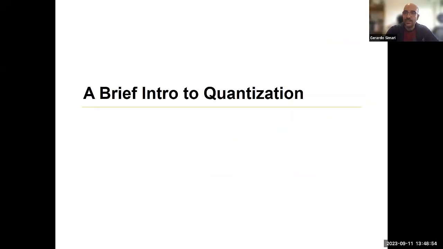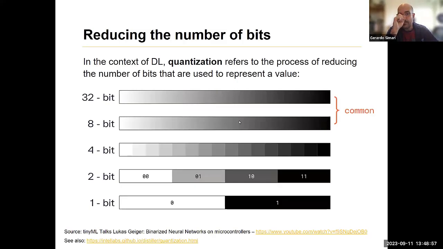A little bit on quantization then. In the context of deep learning, which is what this course is essentially about, quantization refers to the process of reducing the number of bits that are used to represent some value. In this case, our values are going to be weights and activations, but it can be essentially anything else. The term, I think, originated, like many things, in signal processing, where they wanted to simplify the representation of an analog signal and see how many bits were needed to really carry the information that was necessary.